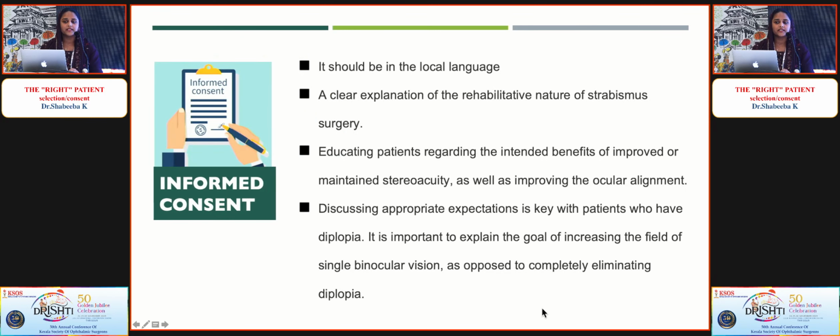And informed consent should be in the local language, with a clear explanation of the rehabilitative nature of strabismus surgery, educating the patients regarding the intended benefits of improved and maintained stereo acuity, mainly in children, as well as improving the ocular alignment, that is the cosmetic purpose, in adult patients. Discussing appropriate expectations is key with patients who have diplopia, because it is important to explain the goal of increasing the field of single binocular vision rather than eliminating the diplopia in other cases.